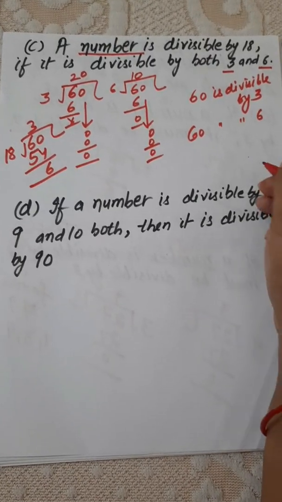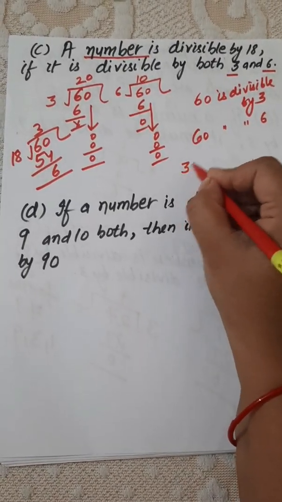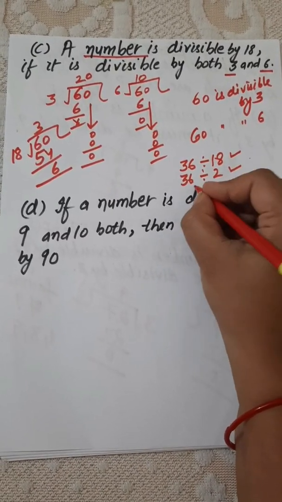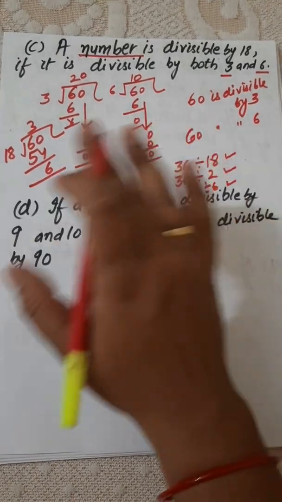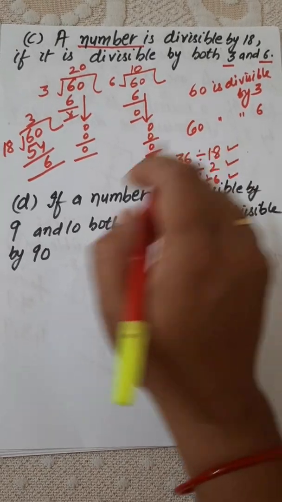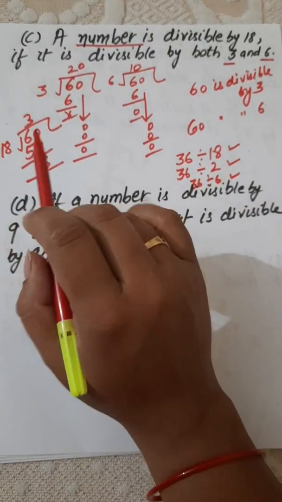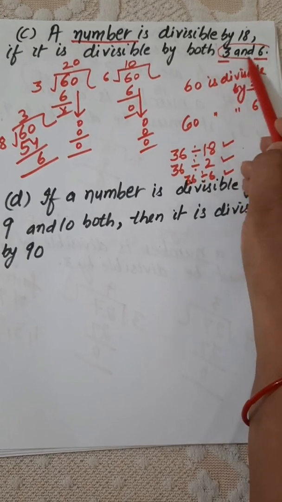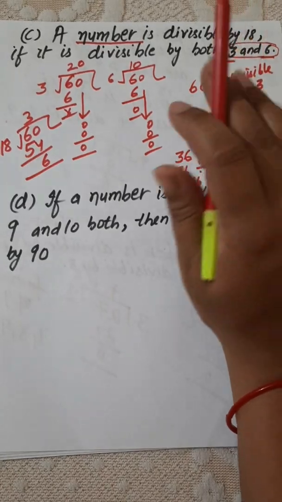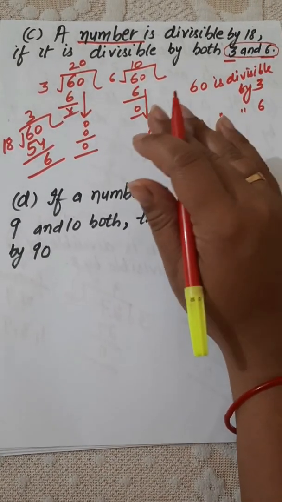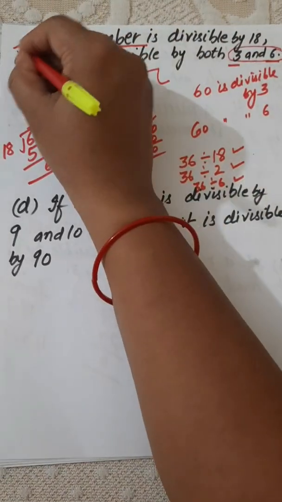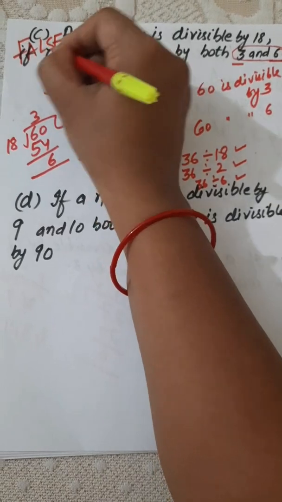In some cases it may be possible, because if I take 36, here 36 is divisible by 18, 36 is divisible by 3, and 36 is divisible by 6. But if I take 60, here 60 is divisible by 3, 60 is divisible by 6, but 60 is not divisible by 18. Always keep in mind, if these two numbers are co-prime numbers, then it is divisible by their product, otherwise not. But here 3 and 6 are not co-prime numbers. So the statement that a number is divisible by 18 if it is divisible by both 3 and 6 is a false statement.